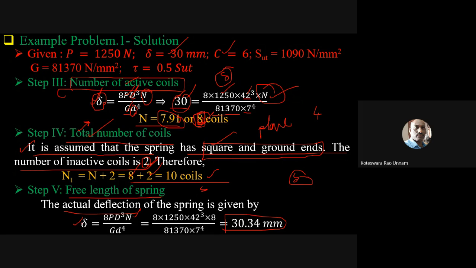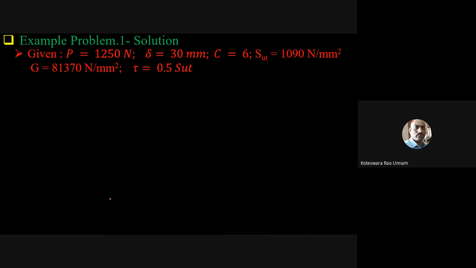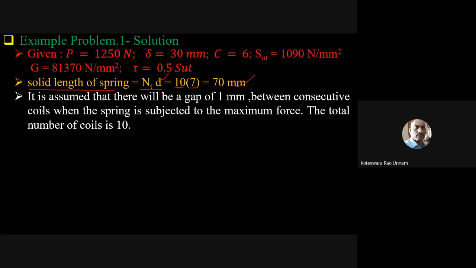So we need to use this delta to find out the free length of the spring. That's why we are computing that. Then solid length, we know the formula: total number of turns into wire diameter. The number of turns is 10, the wire diameter is 7, so it comes out as 70 mm. Then it is assumed that there will be a gap of 1 mm between two consecutive coils when the spring is subjected to a maximum force. So therefore the total number of coils is 10.